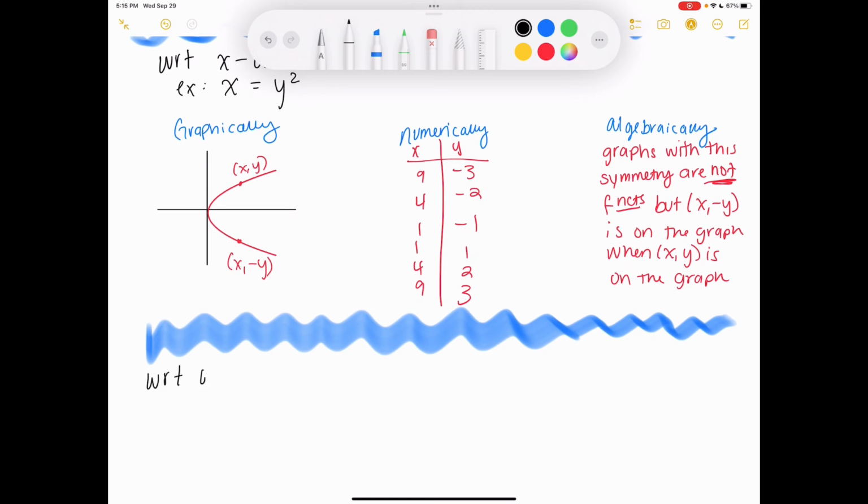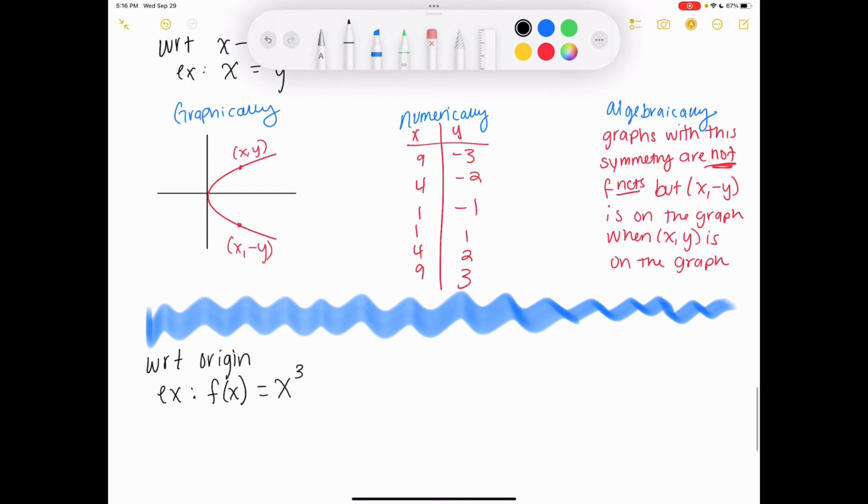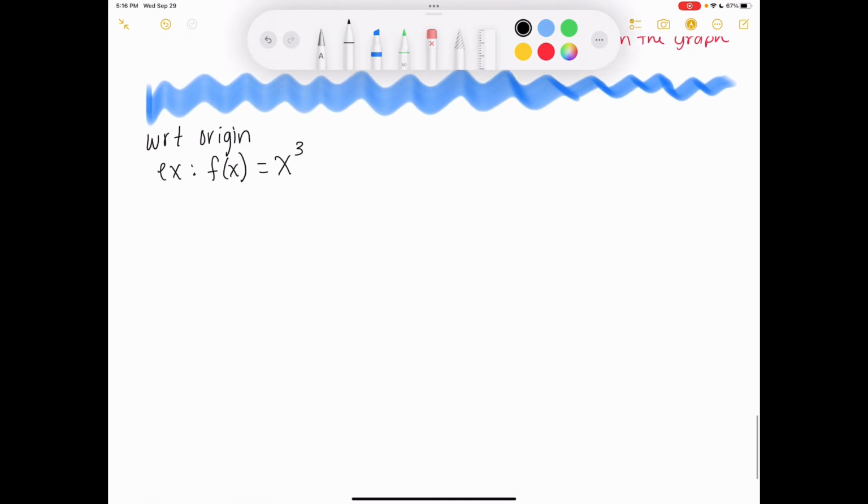But with respect to the origin is next. With this one, we're going to use f of x equals x cubed. This one is going to be a function. So again, you may want to pause here real quick if you don't have all that down. All right, so I'm going to do, again, graphically, numerically, and algebraically.